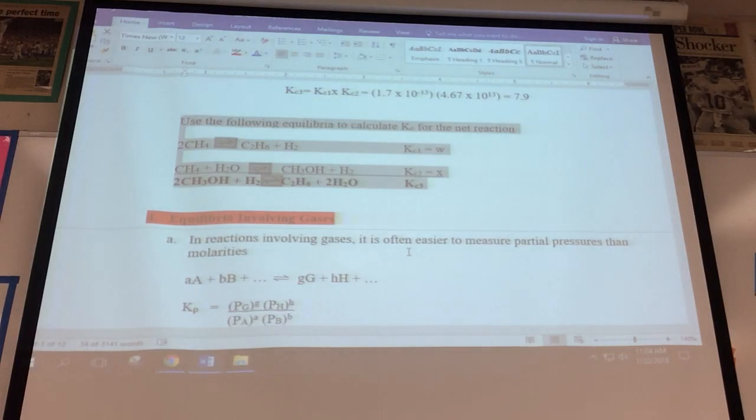And like I said, practice, practice, practice. Write KEQ expressions, solve them for Kc, solve them for concentration. And you'll be very successful with these concepts in your chemical equilibrium chapter.